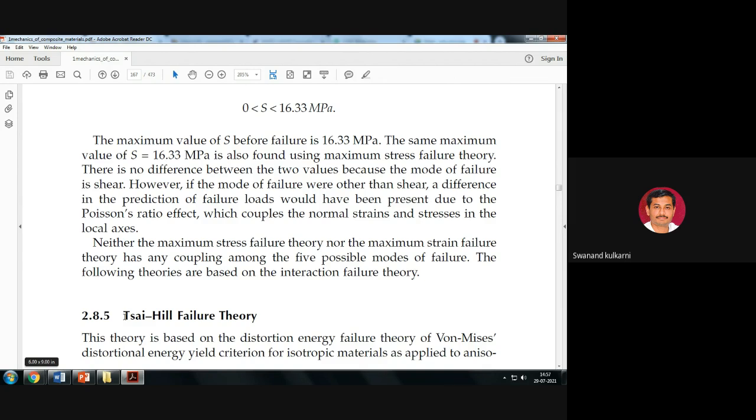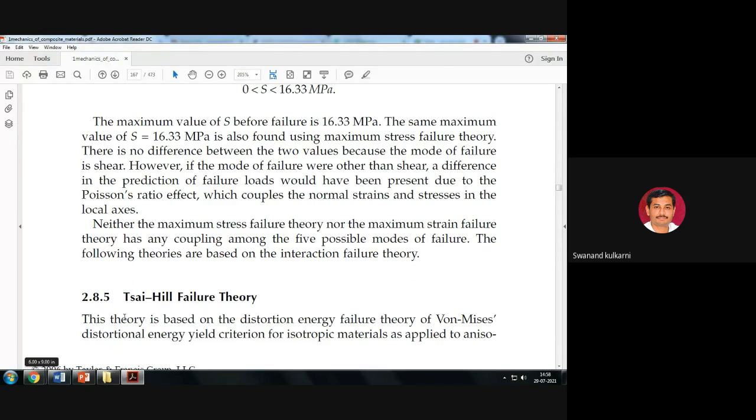Then the Tsai-Hill failure theory. In that case, the theory is based on the distortion energy failure theory of von Mises. In maximum strain failure theory, the reference was based on Saint Venant and Tresca. Tresca was used for the shear and Saint Venant was used for the regular kind of strains, and in both cases the references are theories applied for isotropic materials. Now, as far as the next type of theory is concerned, which is the Tsai-Hill failure theory.